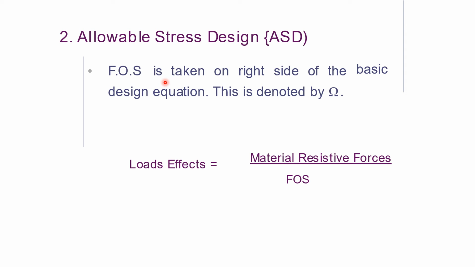Allowable stress design. In allowable stress design, the factor of safety is applied only on the material side and the loads remain unfactored. So the factor of safety is taken on the right side of the basic design equation. This is denoted by omega, the factor of safety. So in allowable strength design, we apply the factor of safety only on the material side. For example, if we have a material strength of 300 megapascal, we divide it by 2, then we get a material strength of 150 megapascal. That we will use for allowable strength design.